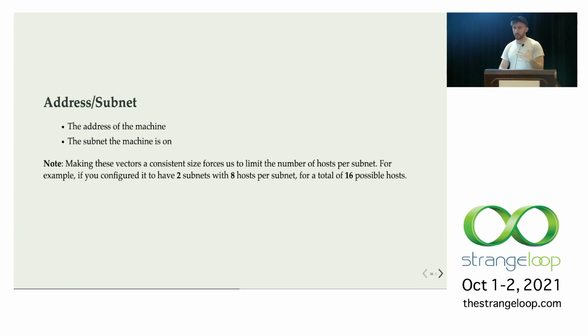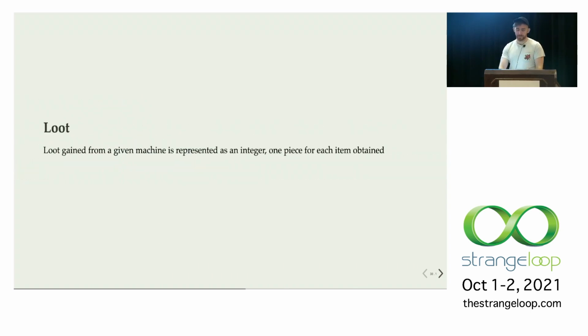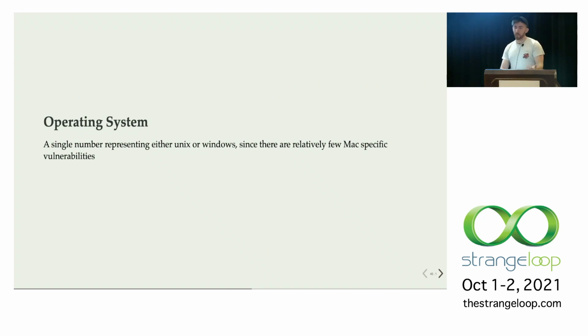So for example, if I say 2 subnets, 8 hosts on a subnet, well, that's 16 possible hosts. It'll start all zeroed out, and as my agent sees more hosts in the network, I'll add them, but there's a hard limit on size, which is what it is. It's a limitation. Loot, that's an easy one. We'll have one index of this host vector that's just for loot. It's an integer. Every time you get one, you increment that number.